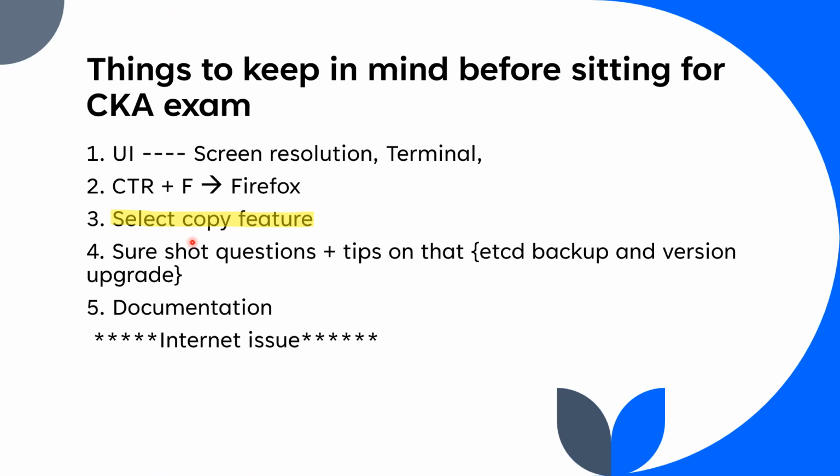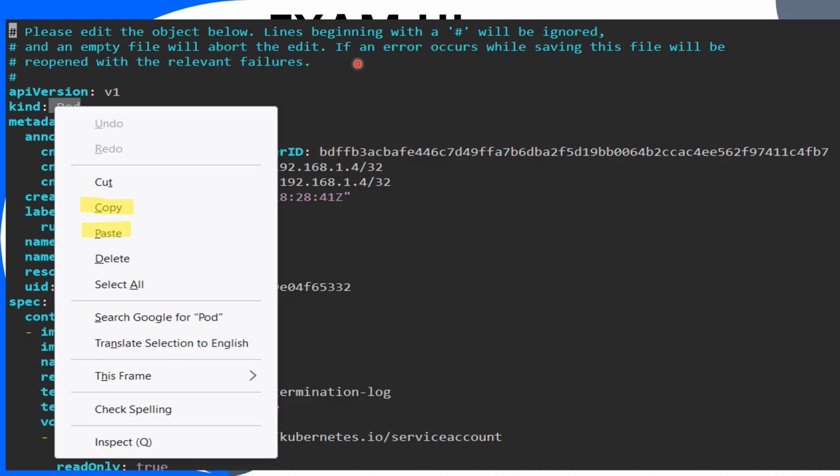And the next thing is the copy feature. In the terminal, when we select something, like here in case when we are selecting the pod thing, it will not get copied automatically. So you have to make sure that you are copying it by right clicking and then copy and then pasting it anywhere. So be very sure about this, and whatever you are copying, just make sure that that is the content it is getting pasted or not.